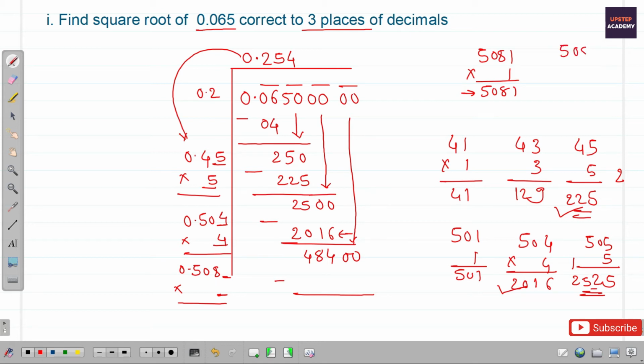I will take 9 over here. This multiplication comes 45,801. Okay guys, so you can see 9 is the biggest number we can take over here, and the multiplication coming is 45,801, which is less than this 48,400. So we can take 45,801 over here, and for that purpose we have to take 9 here, and here it will be 9.